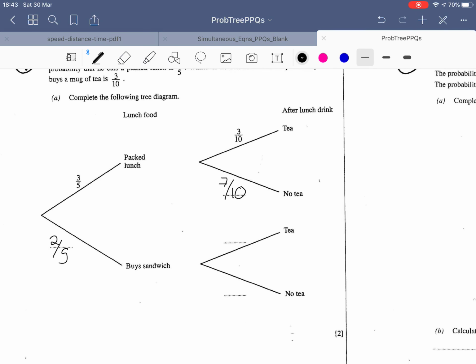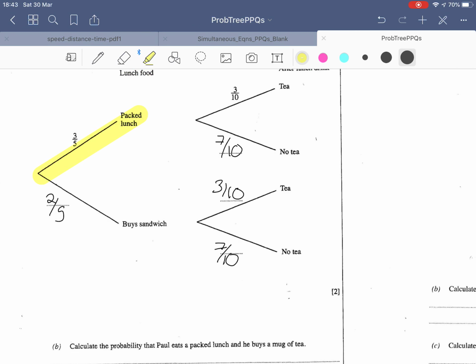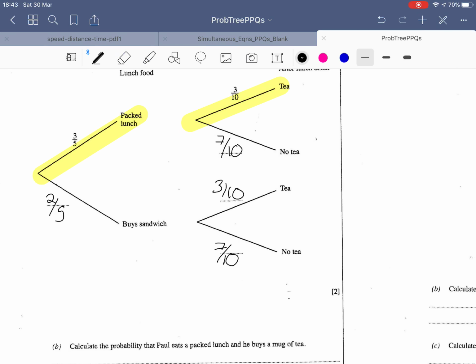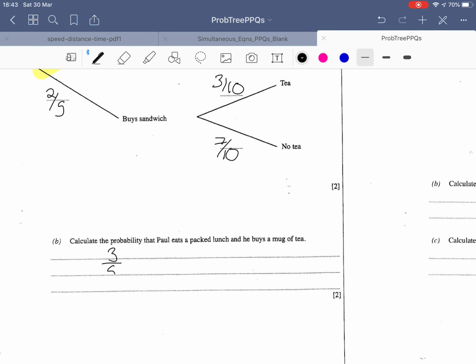This is the trickier bit now. So we've got to calculate the probability that Paul eats a packed lunch and he buys a mug of tea. So we want packed lunch and tea. So we want 3/5 and 3/10. So 3/5 times 3/10. So we've got 3 3s are 9 and 5 10s are 50. That's it for that one.